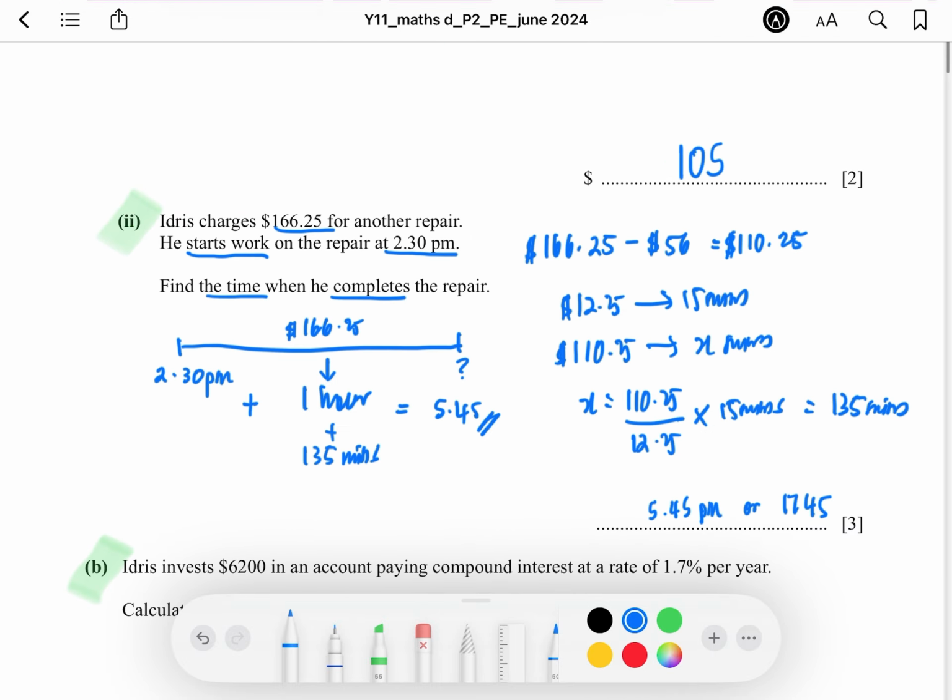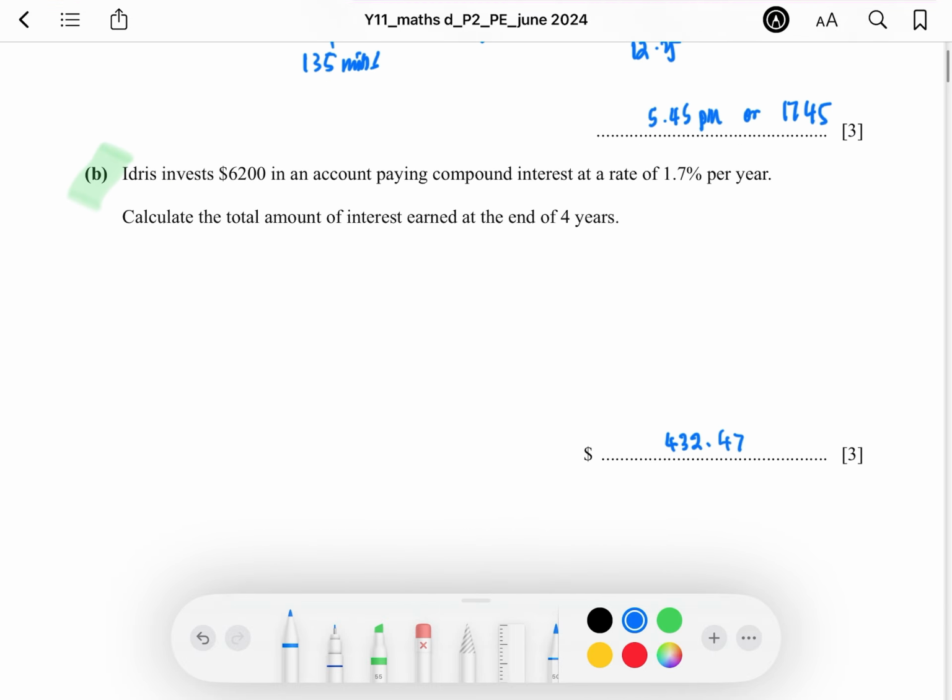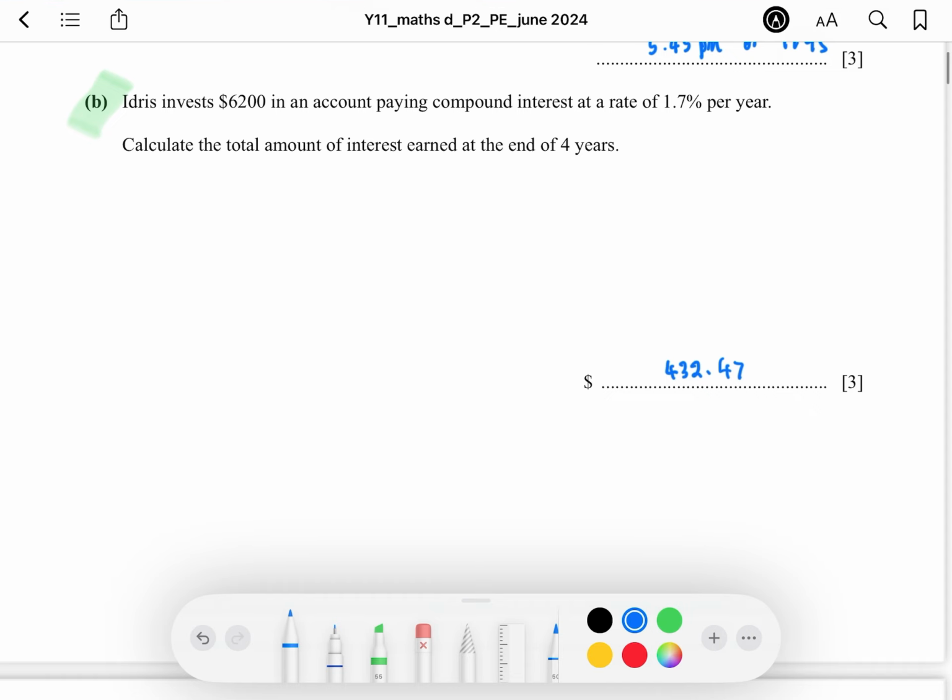Next one, Idris invests 6,200 in an account paying compound interest. So you have 6,200, a rate of 1.7. 6,200 is your principal amount. Rate is 1.7%. 4 years is the time, and the question is asking for total amount. Nope, total amount of interest.